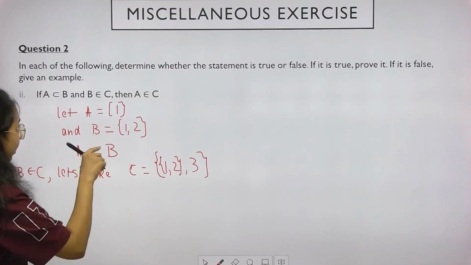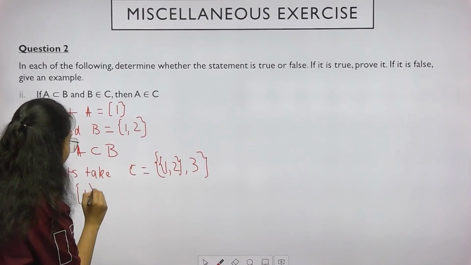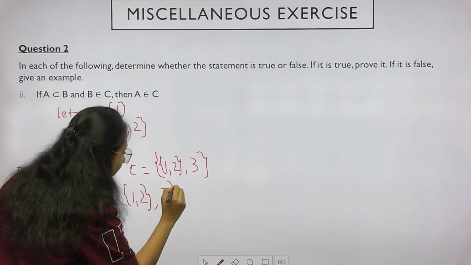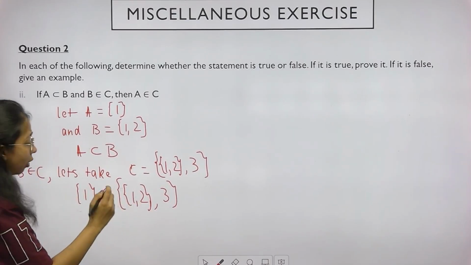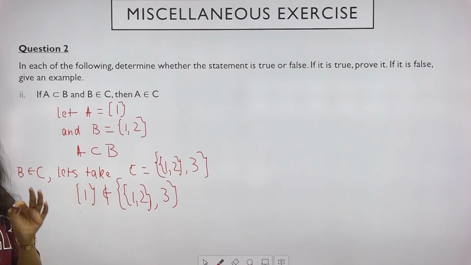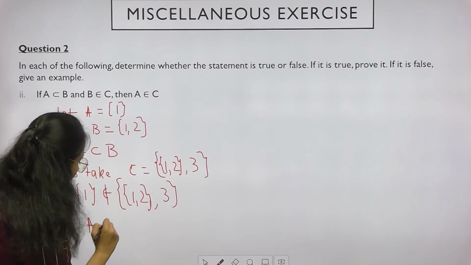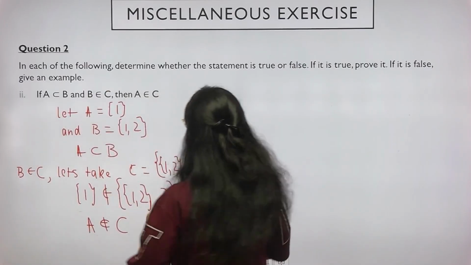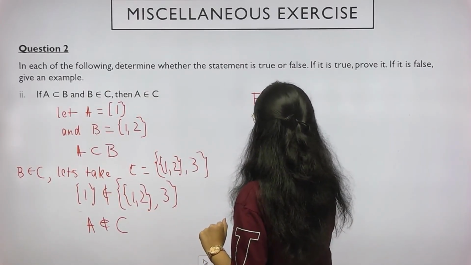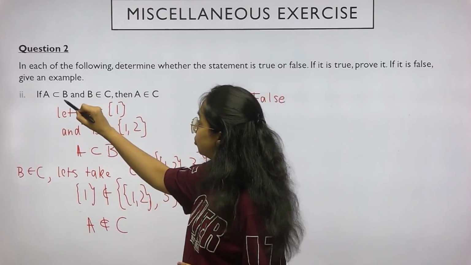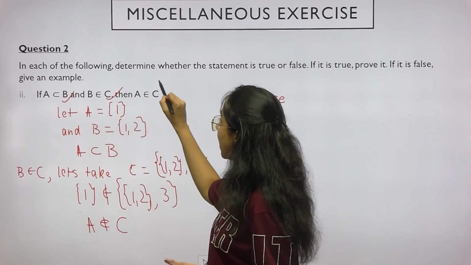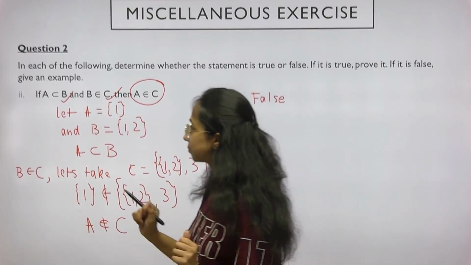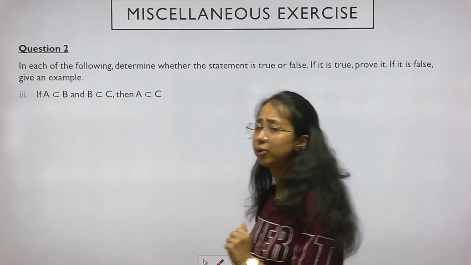Now let's check whether curly bracket 1 belongs to curly bracket 1, 2, 3. Does it belong? No, it doesn't belong. So clearly we can say that A does not belong to set C. So this particular statement is also false because A is a subset of B and B belongs to C, but A does not belong to set C. Alright. Let's move on to next question.